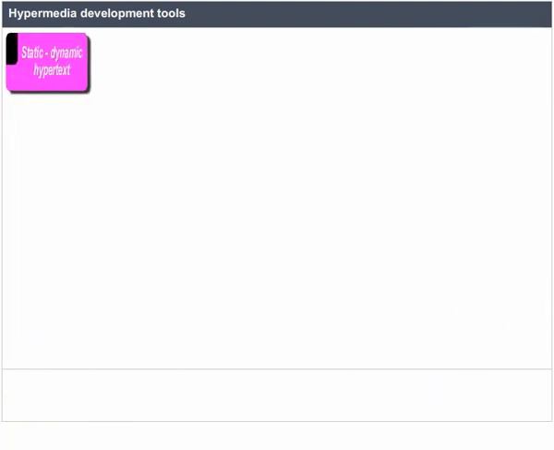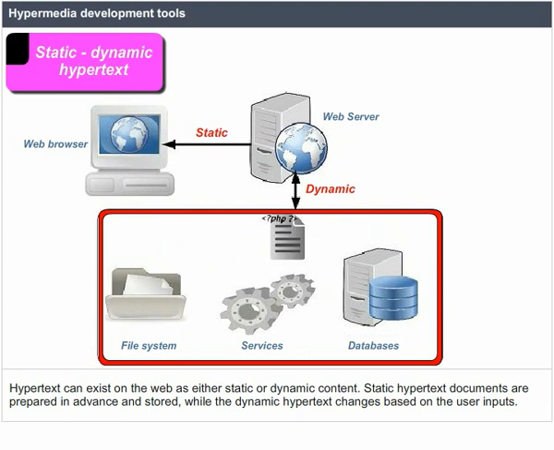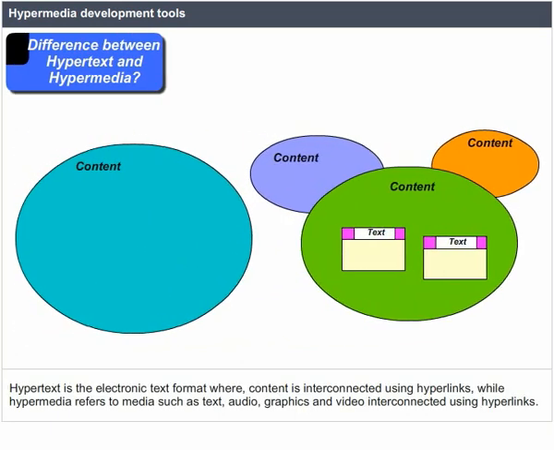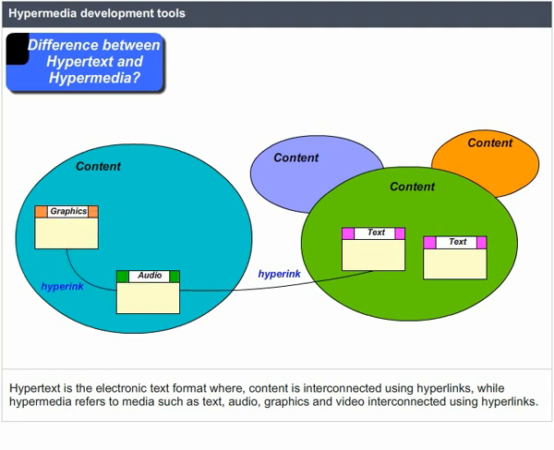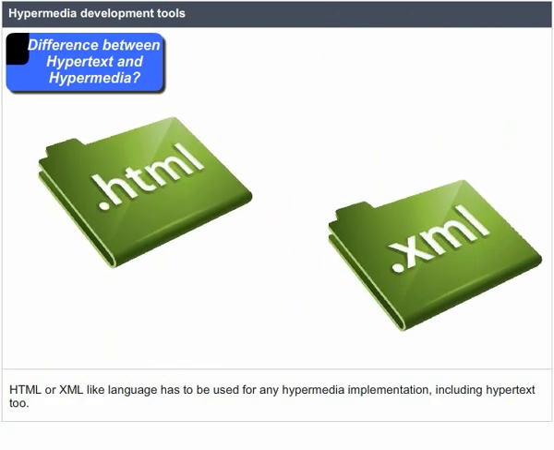Static and dynamic hypertext. Hypertext can exist on the web as either static or dynamic content. Static hypertext documents are prepared in advance and stored, while dynamic hypertext changes based on user inputs. Difference between hypertext and hypermedia. Hypertext is the electronic text format where content is interconnected using hyperlinks, while hypermedia refers to media such as text, audio, graphics, and video interconnected using hyperlinks. Hypertext is a subset of hypermedia. HTML or an XML-like language has to be used for any hypermedia implementation, including hypertext.